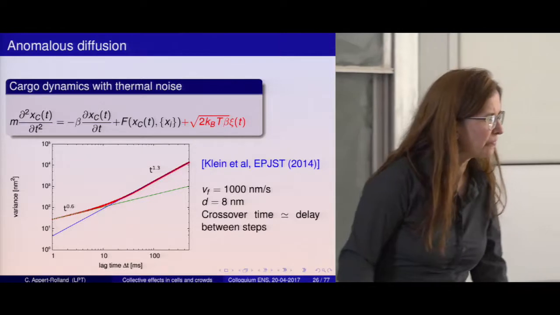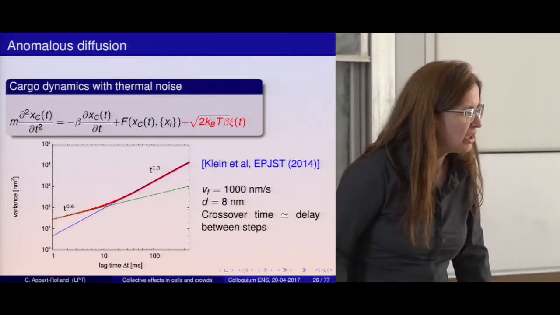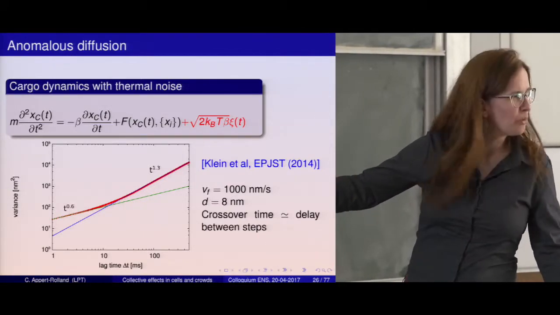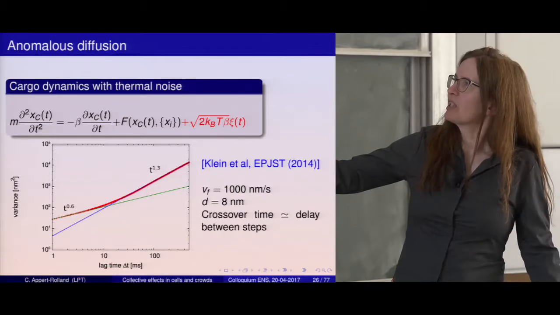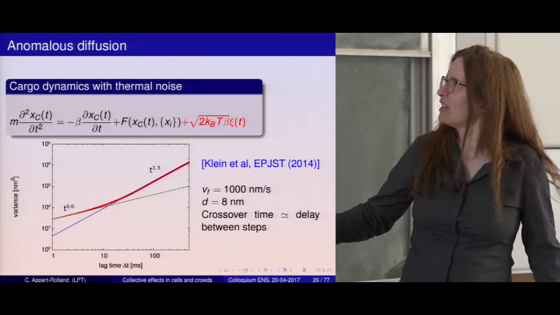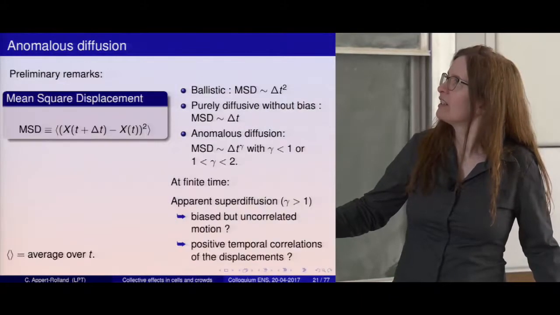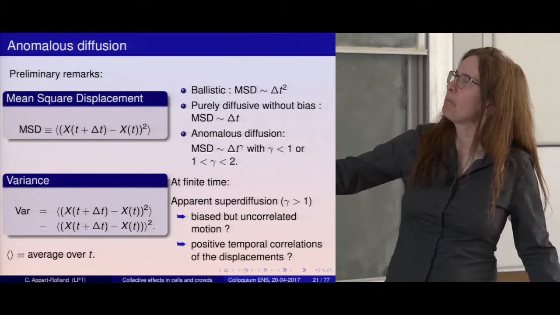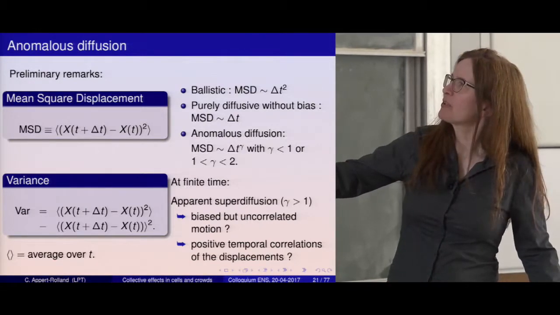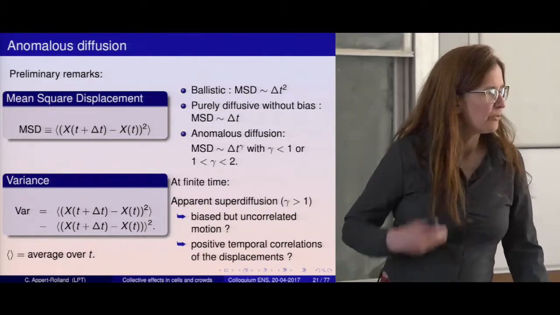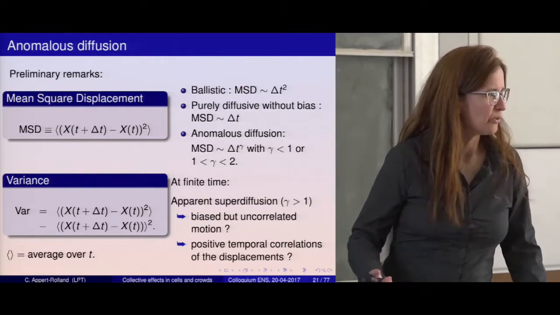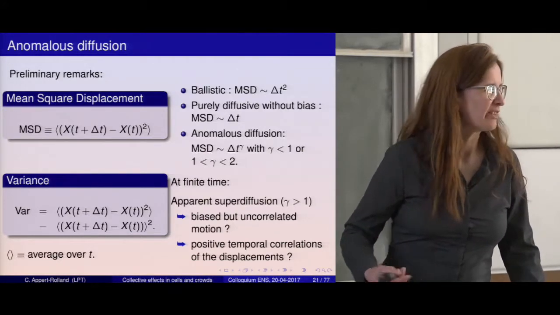May I ask a stupid question? You probably said it, but I missed it. How do you characterize superdiffusion? So we measure the variance of the motion, and we look at the exponent. If I go back here, we define the variance like this, and we plot it as a function of this delta t, and we find an exponent. If it's between 1 and 2, we say it's superdiffusion. So that's the definition of superdiffusion? Yes.